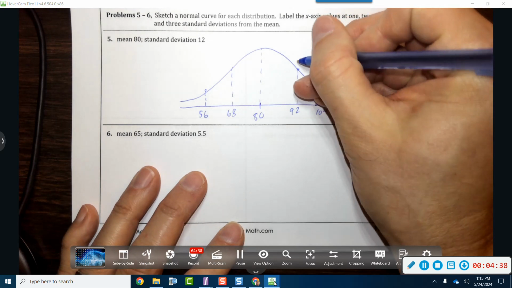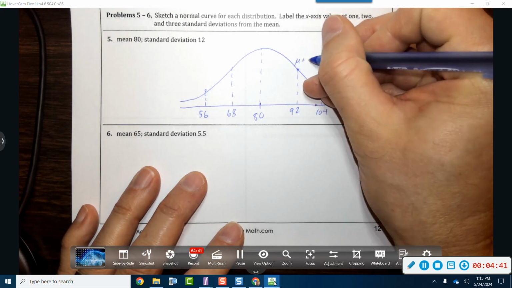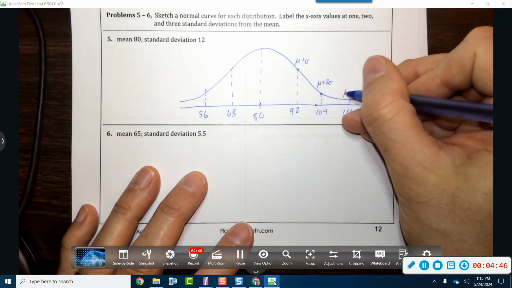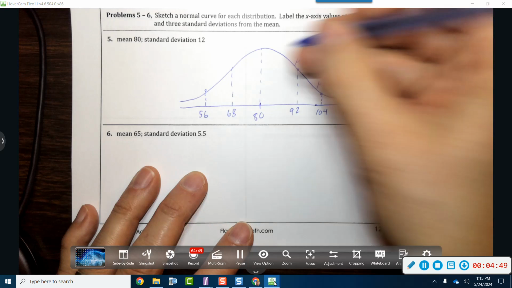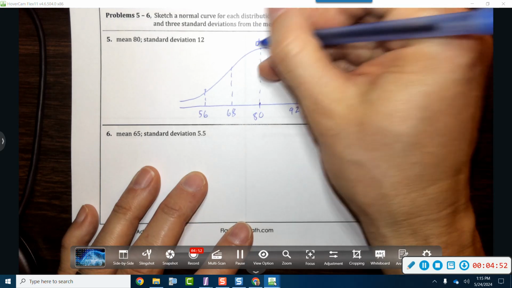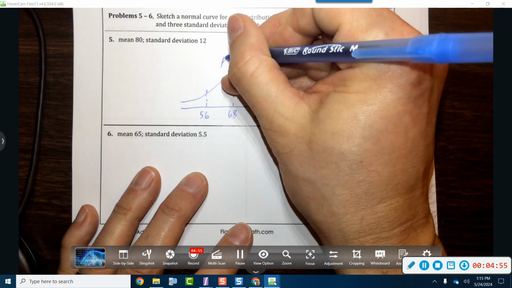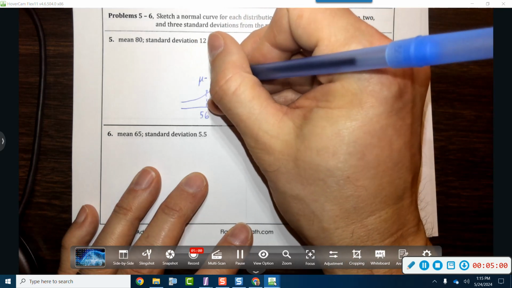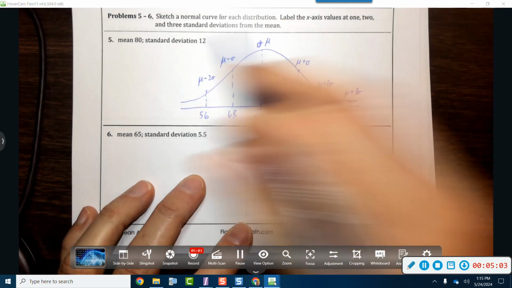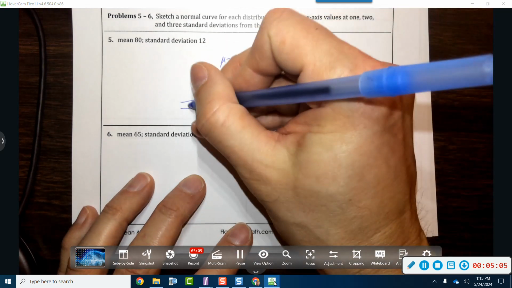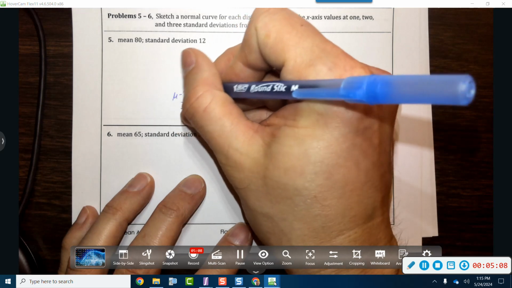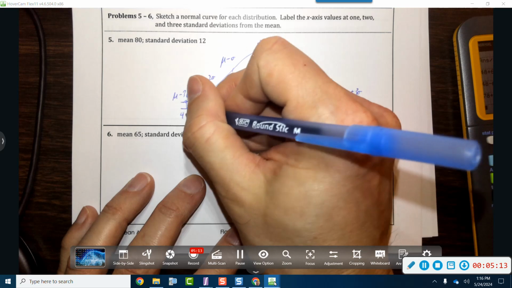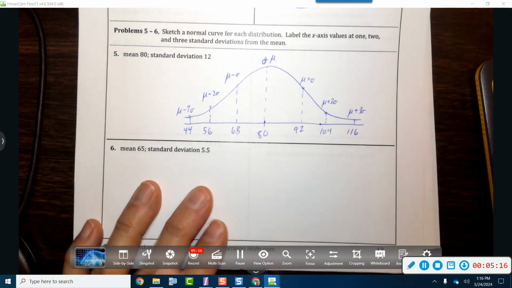So this would look like this if you did mean plus 1 standard deviation. This would be mean plus 2 standard deviations. And this would be mean plus 3 standard deviations. My bad, that is the mean. This is the mean minus 1 standard deviation. This is the mean minus 2 standard deviations. And the third standard deviation would be right about here, so that would be the mean minus 3 standard deviations. So 56 minus 12 is going to give us 44. And that would give you all the points.